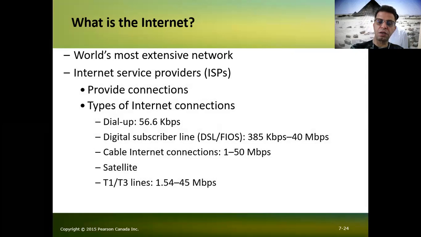And the types of internet connection could be dial-up, which is 56.6 kilobytes per second and lower. We have what you call the digital subscriber line, which is 358 kilobytes per second, up to 40 megabytes per second. Then you have the cable internet connections, which is 1 to 50 megabytes. And then you have the satellite, which is point to point, or via satellite. And then you have the fastest one, T1, T3 lines, which is 1.4 megabytes per second to 45.